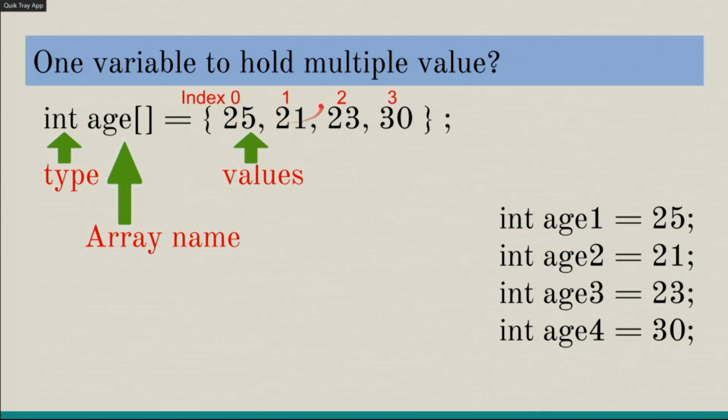And the position of each value is called its index. So the index value for the 25 is 0, for this one is 1, 2, and 3. So array index starts with 0 and it goes up.